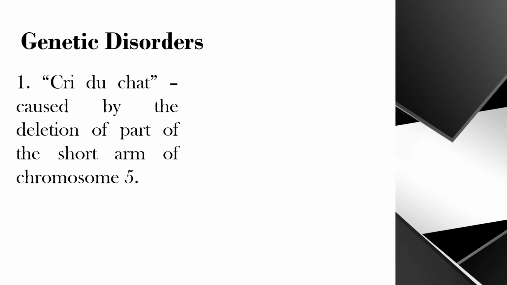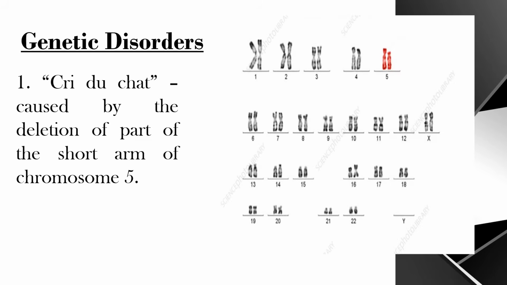Let us discuss the different genetic disorders. Number 1, we have Karyotype. It is caused by the deletion of part of the short arm of chromosome number 5. So we have here the karyotype of Karyotype. Kung mapapansin ninyo sa chromosome number 5, yung part ng short arm niya is deleted. So, ang naging resulta niyan is Karyotype.